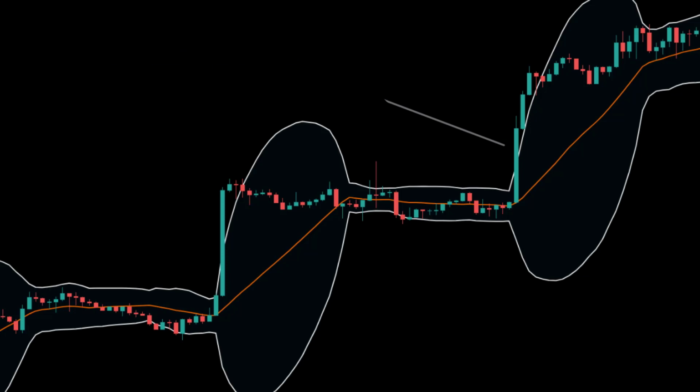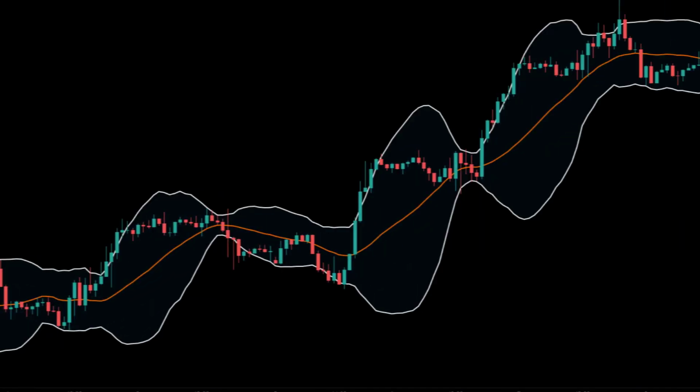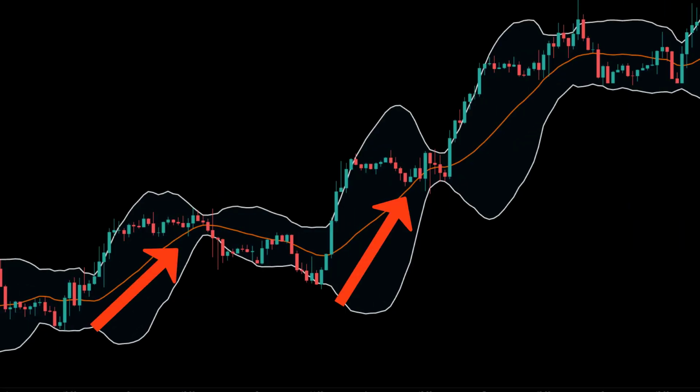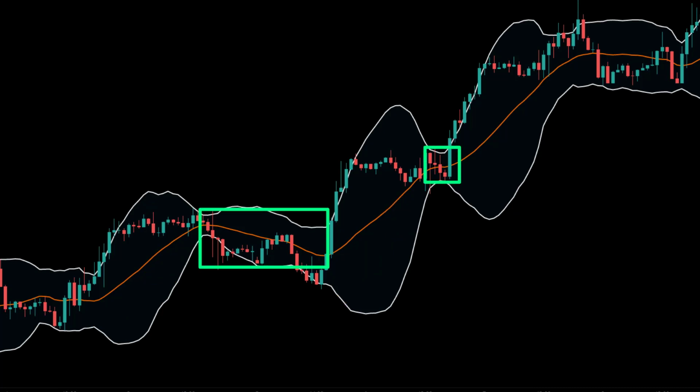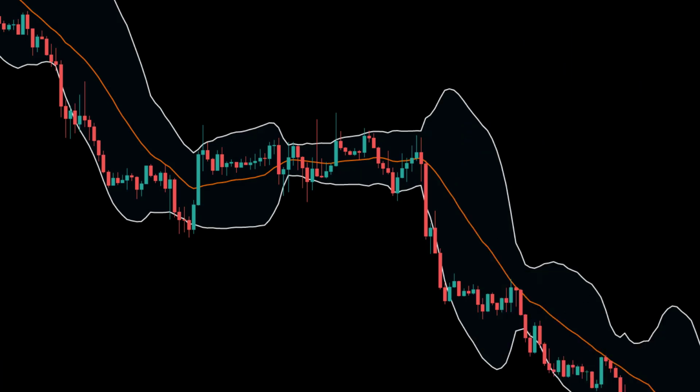So let's look at how you can use this strategy with your trades. First way is to apply this to trend trades. For example, you have your moving up trend, the bands squeeze together, then once price breaks the band above, this signal is a continuation of the larger uptrend and you would look for long trade entries. Going in the opposite direction, you have your moving down trend. The bands squeeze together, then once price breaks the band below, it's a signal of a continuation of the larger downtrend, and you would look for short trade entries.